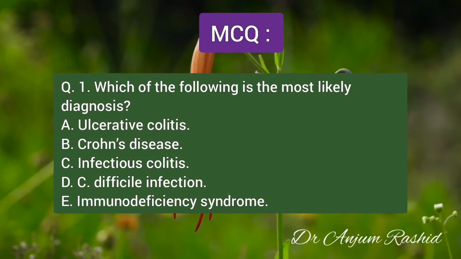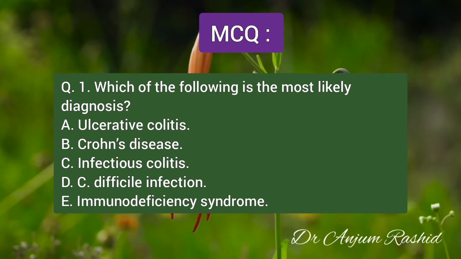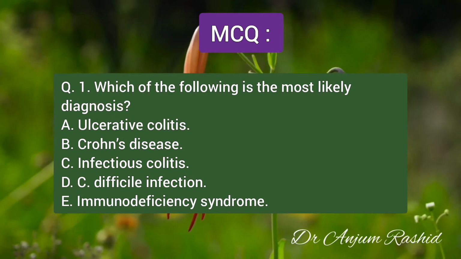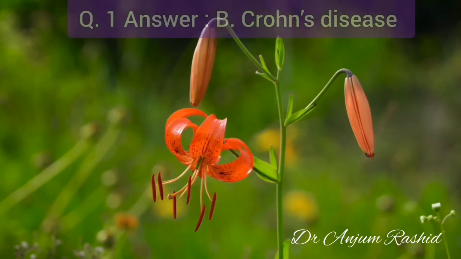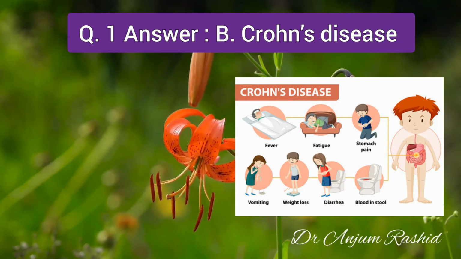Now MCQ 1. Which of the following is the most likely diagnosis? A. Ulcerative colitis, B. Crohn's disease, C. Infectious colitis, D. Clostridium difficile infection, and E. Immunodeficiency syndrome. And the correct answer is B, that is Crohn's disease.